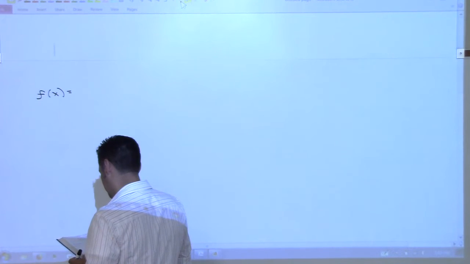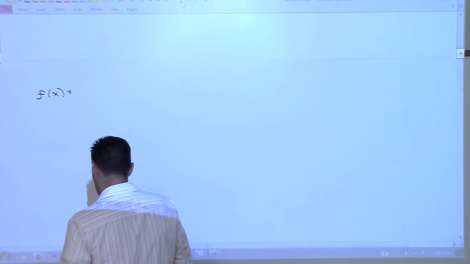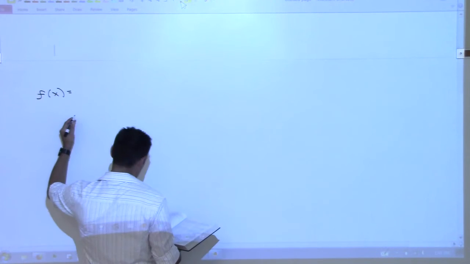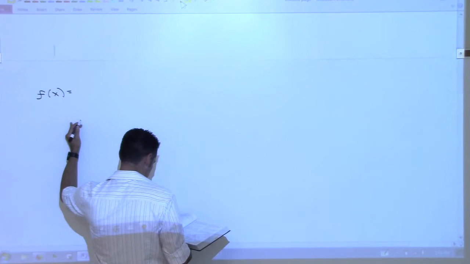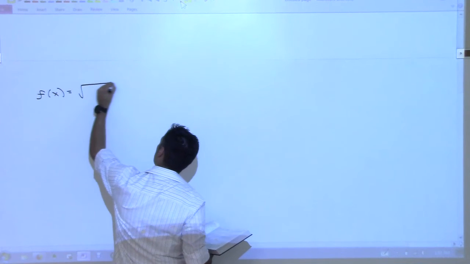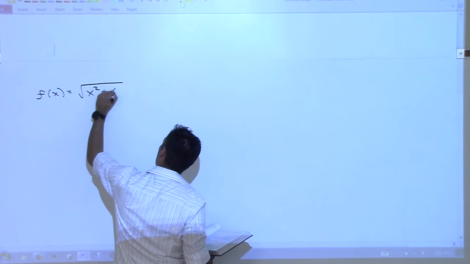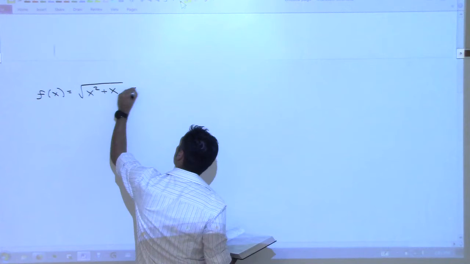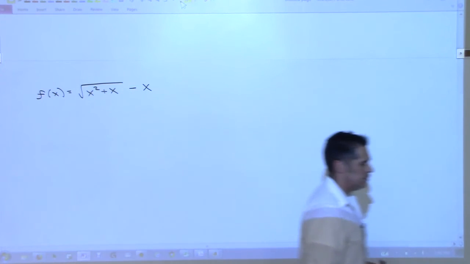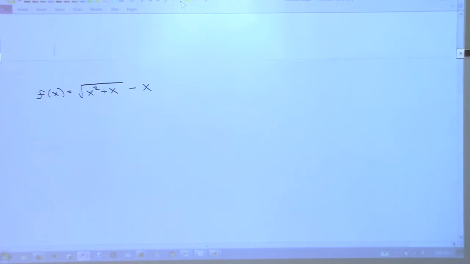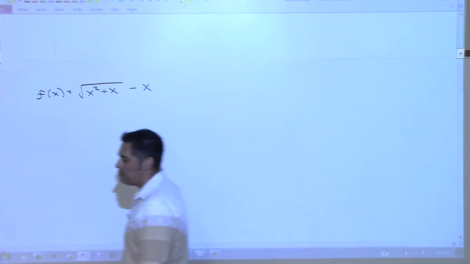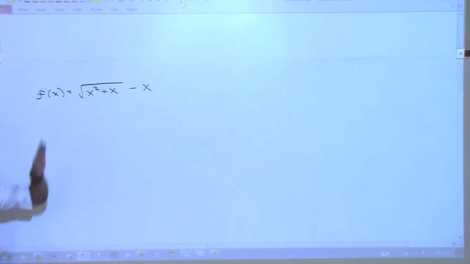I think it's time to do something a little bit uglier. So let's do f of x equals the square root of x squared plus x, minus x. That's one of the uglier functions we've looked at, I think. Would you agree? If we were to have walked into this class on day one and were asked to give some indication of where this function has highest and lowest points, that would be a challenge, wouldn't it?